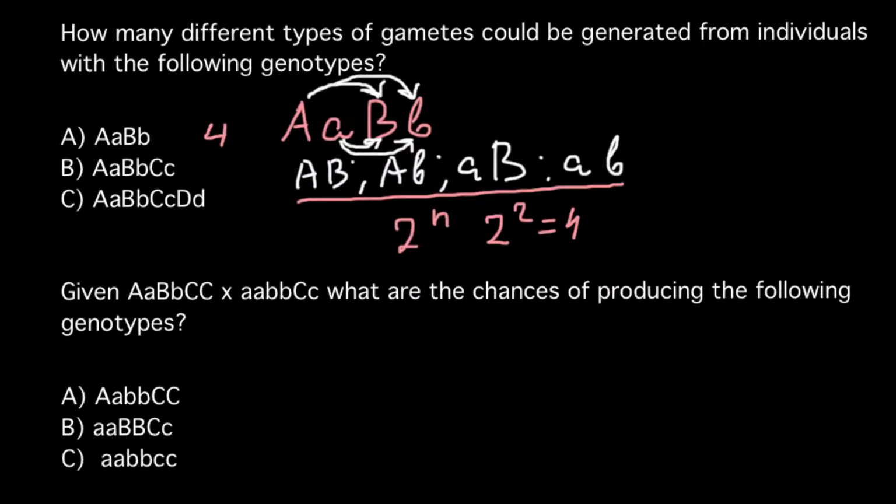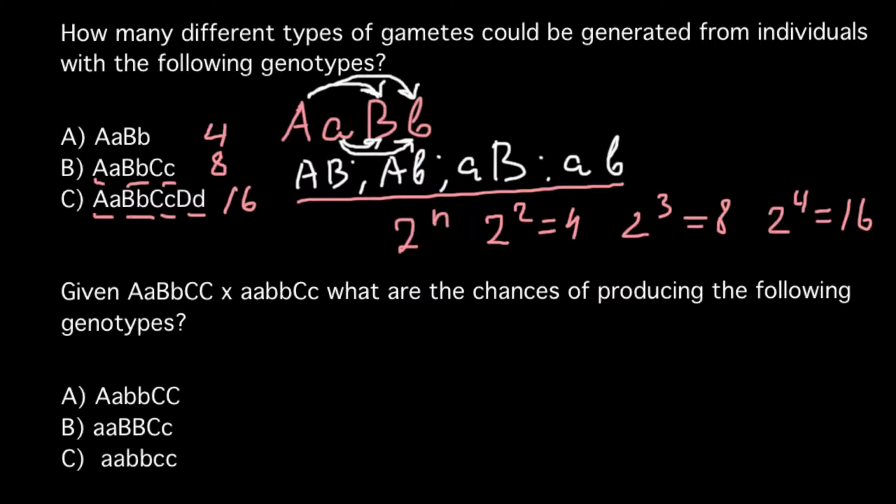And for B, we would have 2 raised to 3. We have 1, 2, and 3 heterozygous loci here. So 2 raised to 3 is the same as 2 multiplied by 2 and multiplied by 2, so this is going to be 8. The answer here would be 8. And with question C, we have 1, 2, 3, and 4 heterozygous loci. So we would have 2 raised to 4, and the answer would be 16.